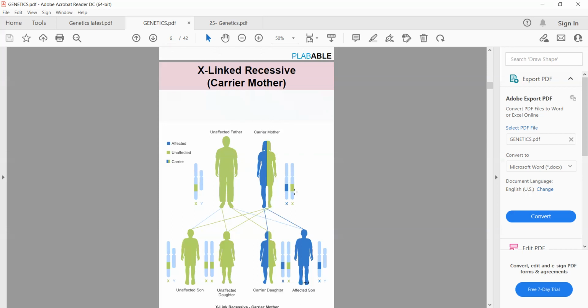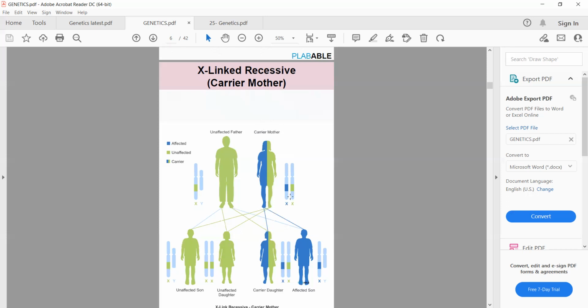Now, because the mother has two X chromosomes, one is normal and one is abnormal. How did we know that? Because in the question they mentioned that the mother is a carrier. Carrier means one normal gene, one recessive gene. Now let's consider the possibilities. Two sons and two daughters. One son will get this defective X chromosome, and one son will get this normal X chromosome.